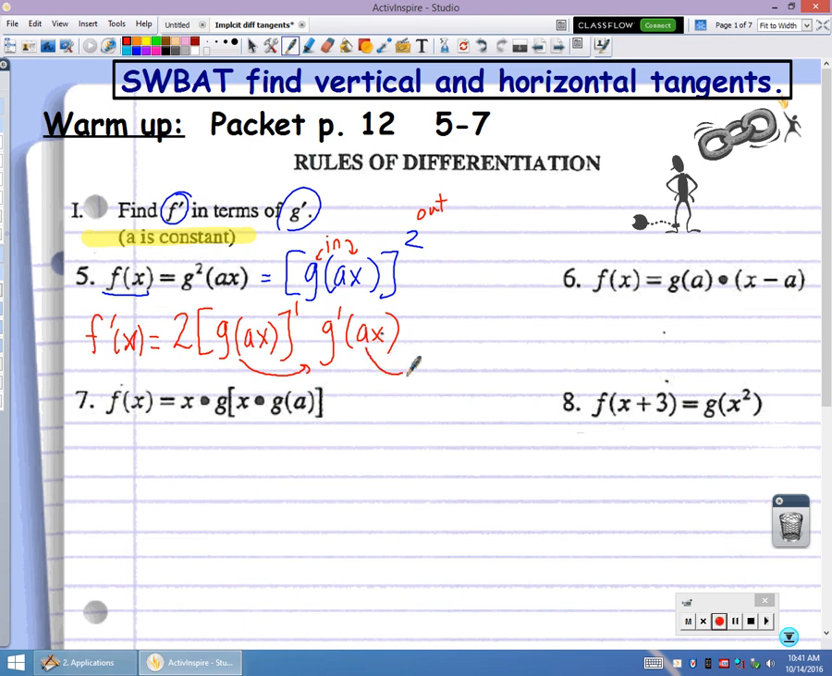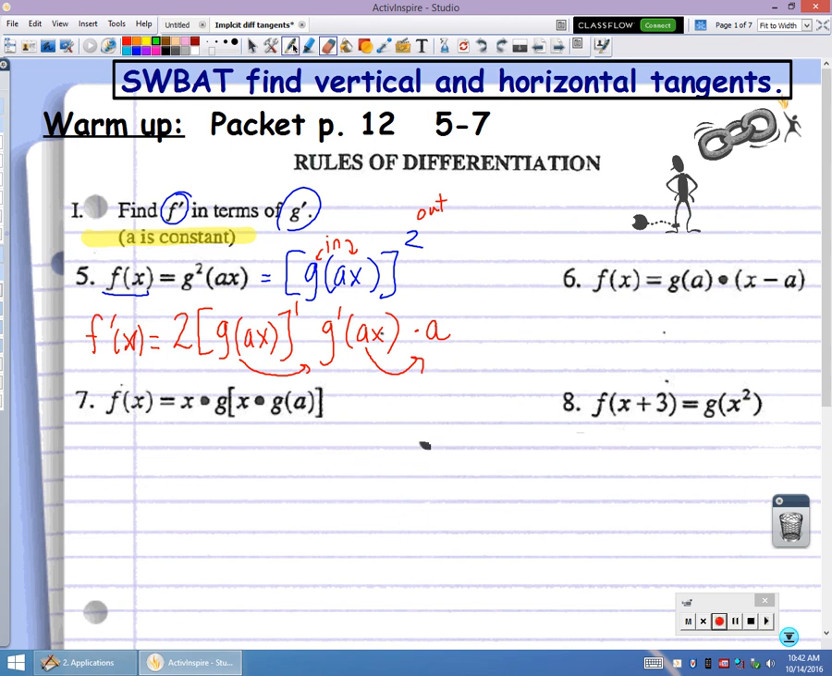And then the derivative of ax. Now remember, a is a constant like the number 5. So the derivative of 5x is 5, therefore the derivative of ax is a. And that's really all you need to do in this problem. They're just looking to see if you can deal with a as a constant. All right, let's take a look at problem number 6.